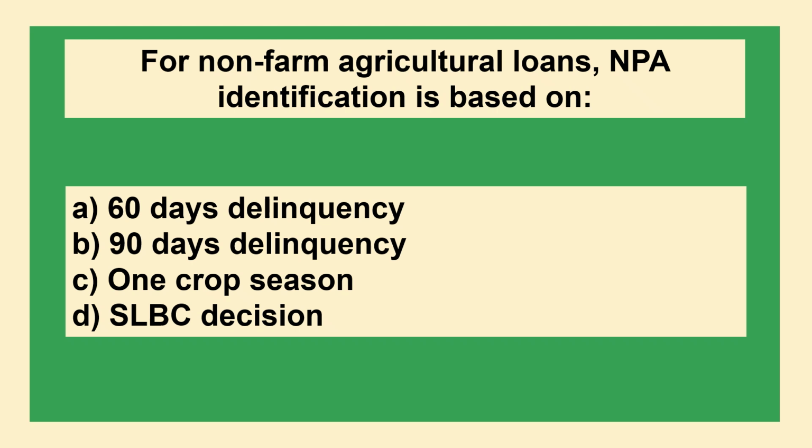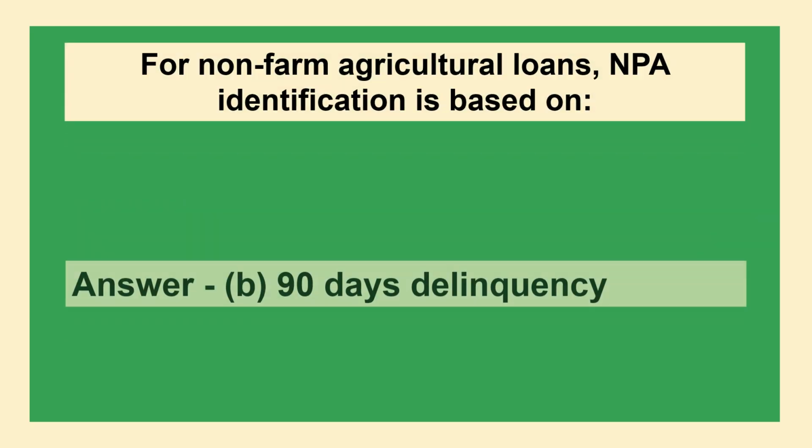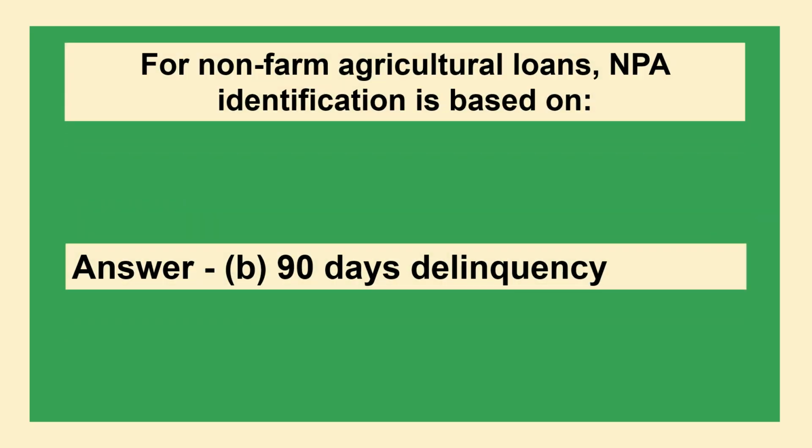For non-farm agricultural loans, NPA identification is based on option A 60 days delinquency, option B 90 days delinquency, option C 1 crop season, option D SLBC decision. The answer is option B 90 days delinquency.